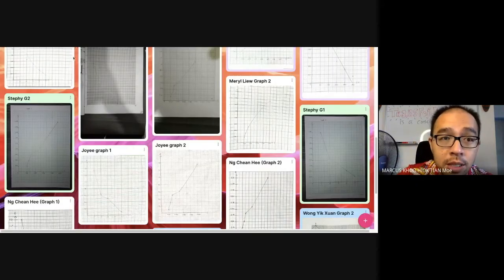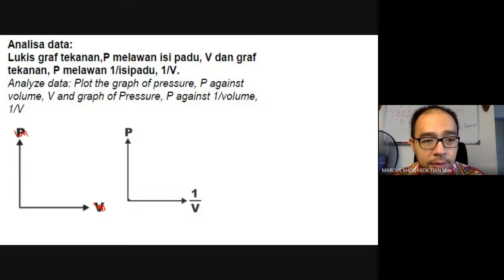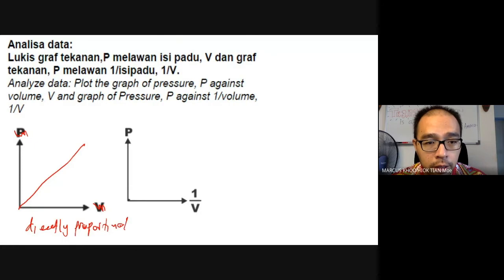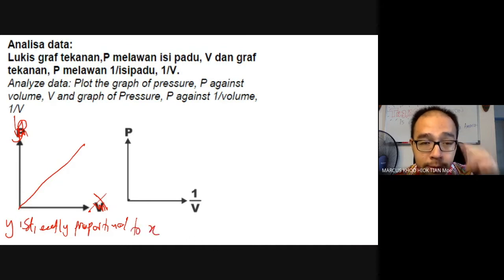Which brings me to the five types of graph that you all need to know. The first type of graph is a straight line graph, and we call this a directly proportional graph. Jot this down, everybody. Directly proportional graph. So that means if, let's say, I'm going to call this y and this x-axis, the relationship for this will be y is directly proportional to x.